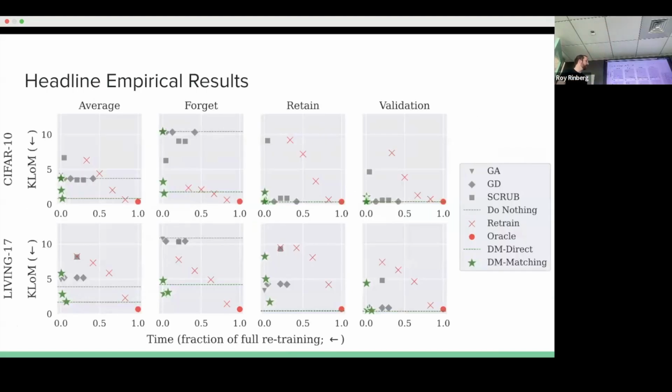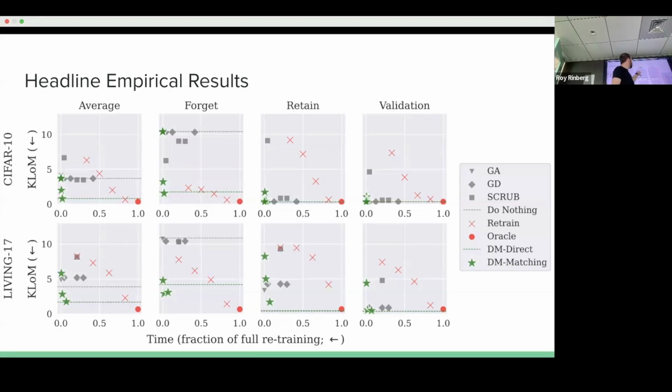And here is our headline plot, where gray is existing methods. This dashed line is doing nothing. Let's start with the y-axis: it's CLOM, down is good. This is your forget set. This is your retain set. This is your validation set. The x-axis is training time, rescaled according to full retraining. These red dots are just fully retraining your model. This is the benchmark. It's going to work optimally. It's this bottom right corner. It's perfect, but it also takes the most amount of time.